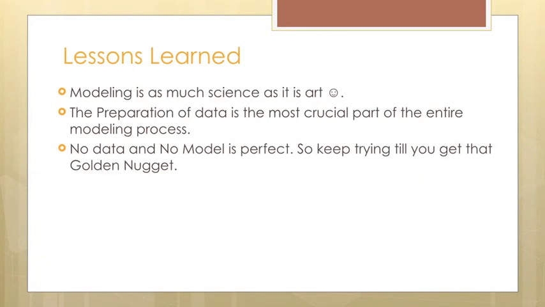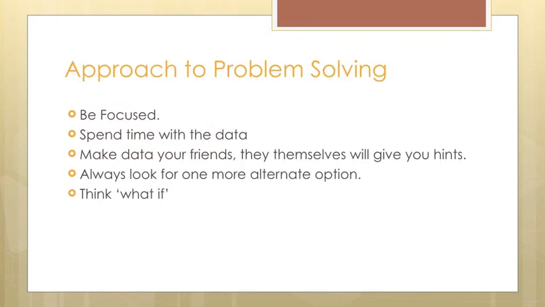The lesson learned is that modeling is as much science as it is art, because you need to use a lot of intuition to find out what to look for, where to look, what to include, what to exclude, and how we need to manipulate our data or play around with our data to find the kind of information which we are looking for. Preparation of data is the most crucial part of the entire modeling process, and no data and no model is perfect. So keep trying till you get that golden nugget.